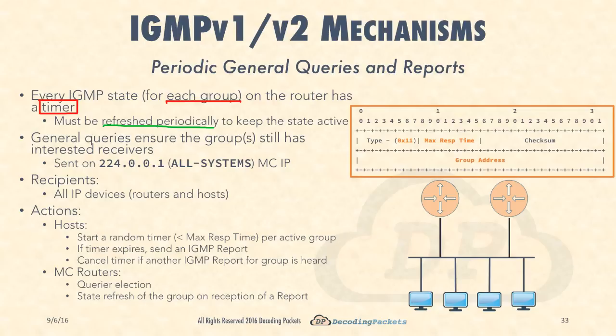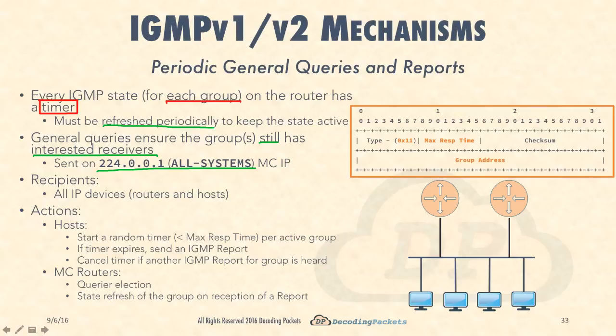So why would you need to keep the state active? Because there are interested receivers still present for that group. So essentially what you're asking is all of the interested receivers on all of the groups to kickstart a process and send those reports up to refresh the active state. Because of this reason, as we discussed before, because every single multicast recipient must process this message, it is actually sent on 224.0.0.1, or the all systems multicast IP.